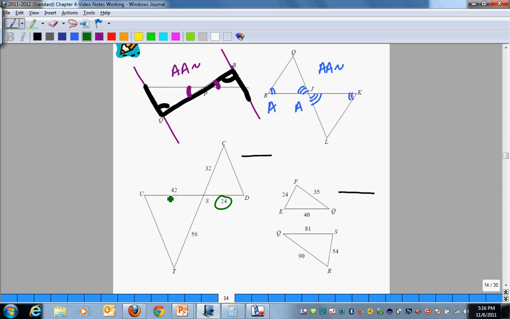Let's check this. We have 24 to 42. 6 goes in there 4 times, and 6 goes in here 7 times. Now we'll check 32 and 56. 8 goes in there 4 times, 8 goes in there 7 times. So my side ratios are equal, and then I have vertical angles. Therefore, this would be side, angle, side similarity. My side ratios are equal, and I have one pair of congruent angles.